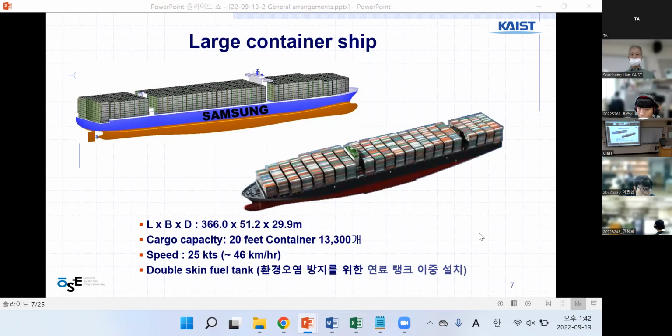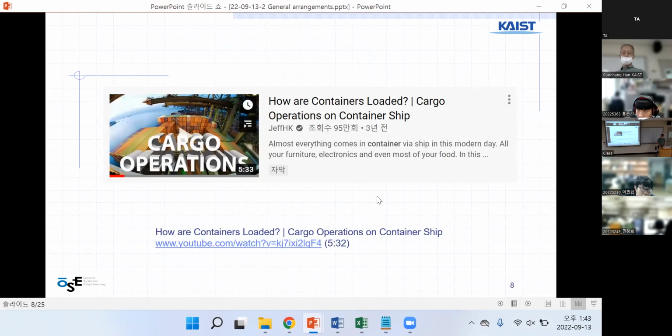Okay. Can use this one. See this. You can see this. We already saw this video last time. Cargo handling, container cranes, skip over.